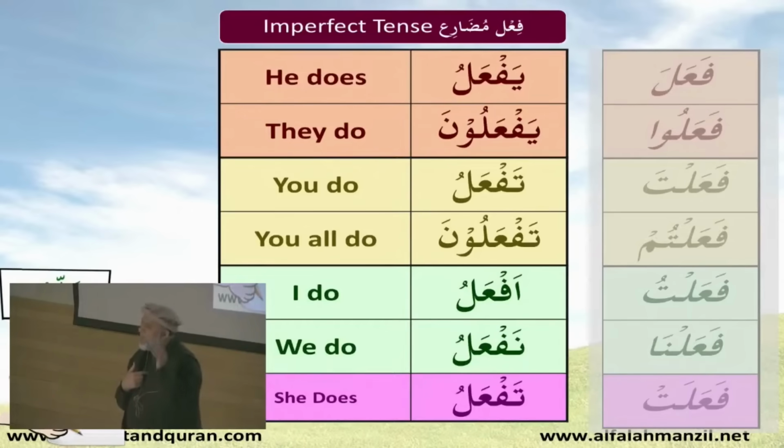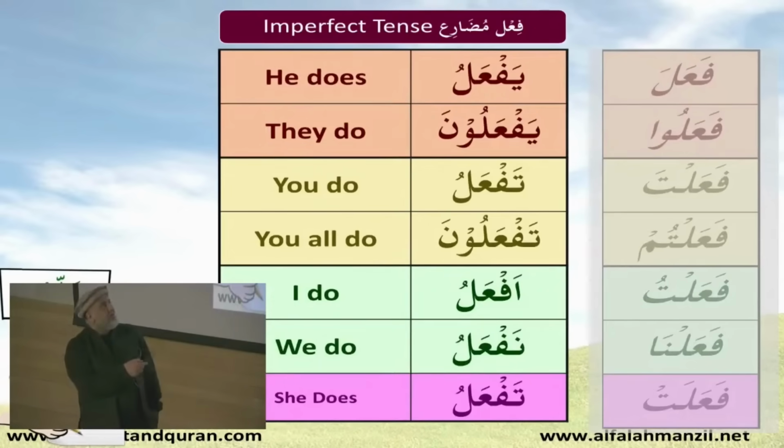So, fa'altum, you all did. Taf'aluna, you all do. Yes? Fa'altu, I did, something done in the past. Af'alu, I do, meaning either today or I will do in the future, right? Fa'alna, we all did, done, past tense. Naf'alu, we are gonna do today or in the future, or we are doing it right now. It started with the word form.